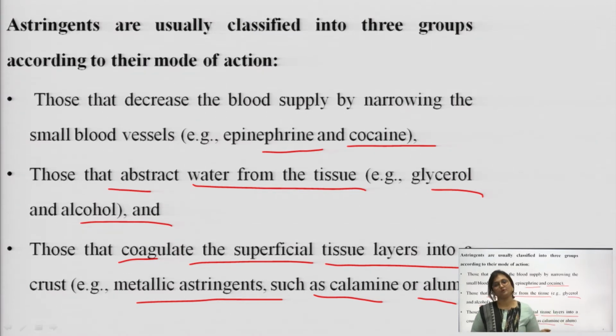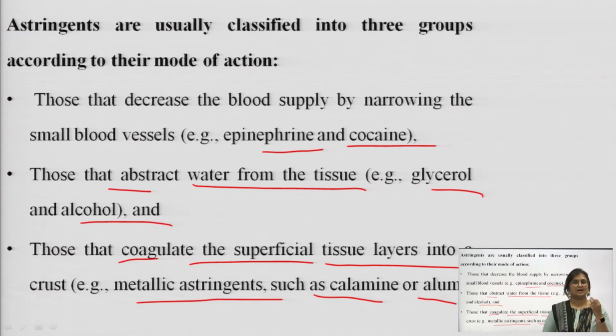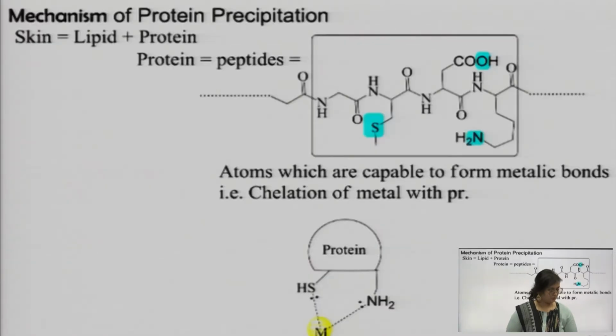They coagulate proteins. The third category of astringent belongs to the category of coagulation of proteins, forming a crust. Example, metallic astringents such as calamine and alum. How do they do this activity?